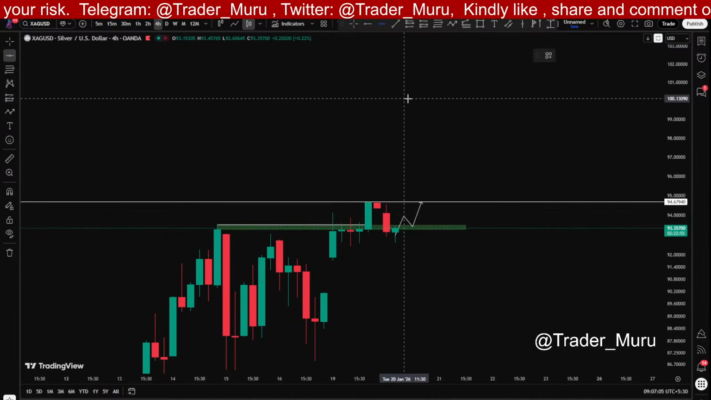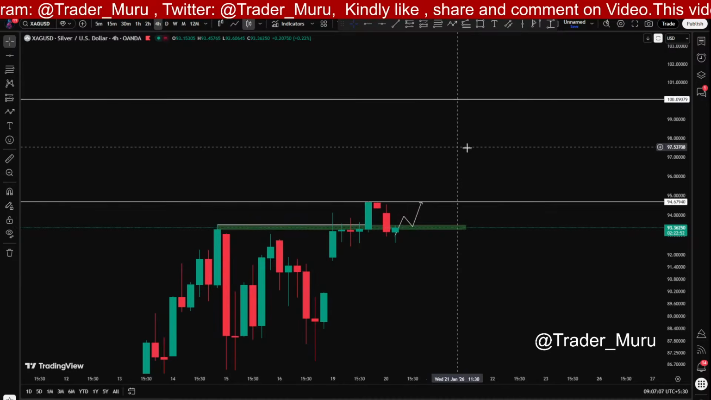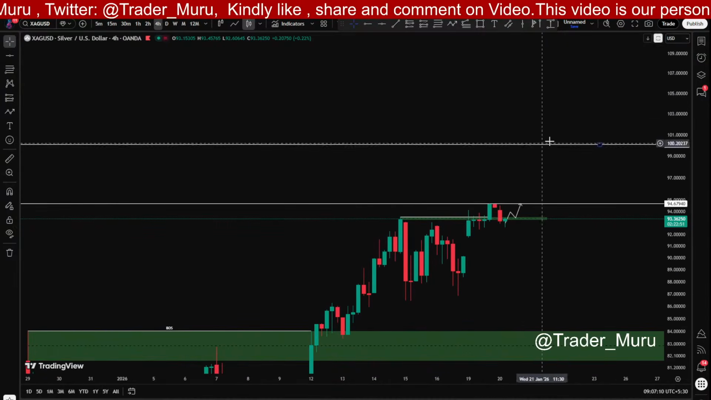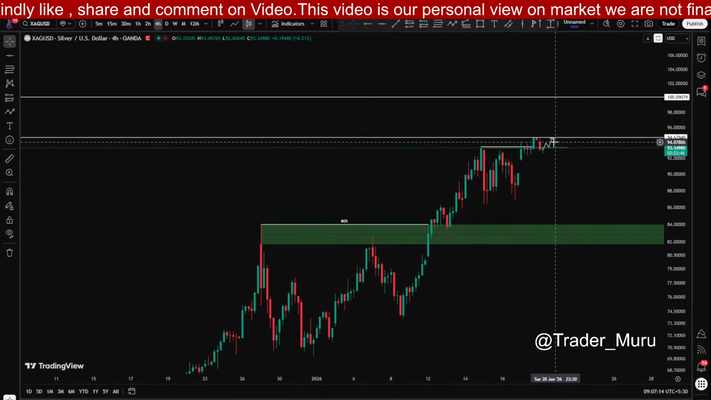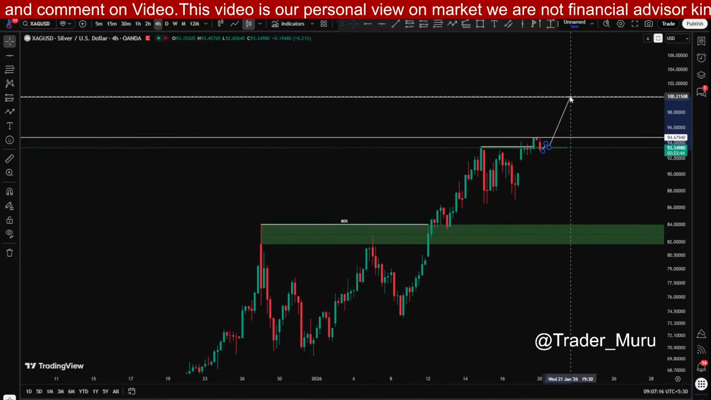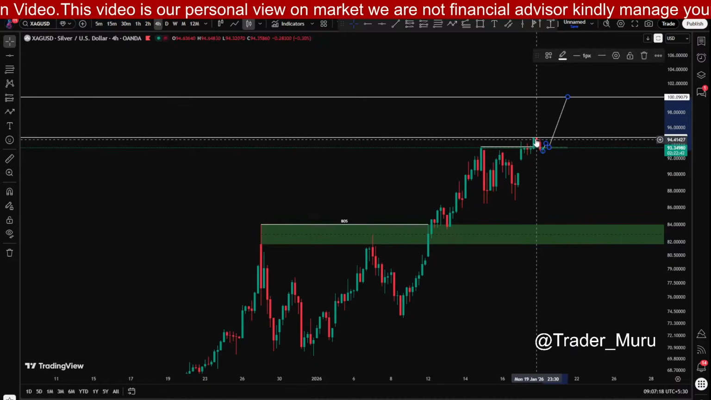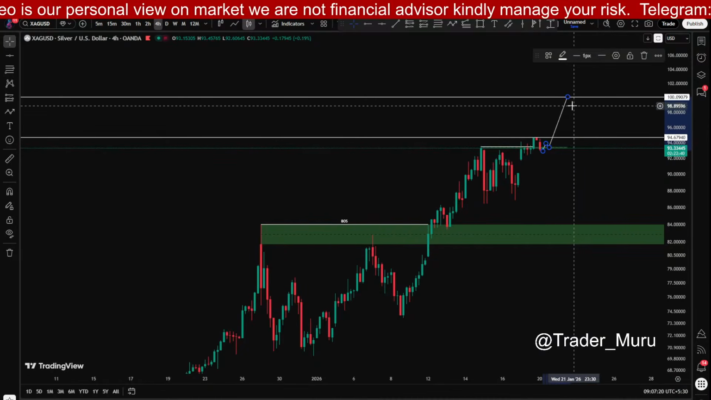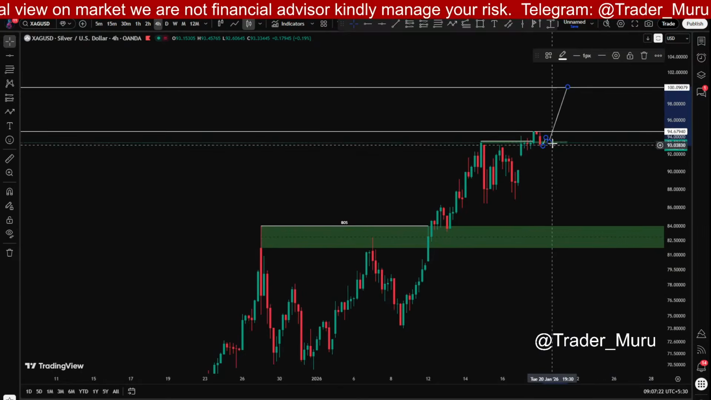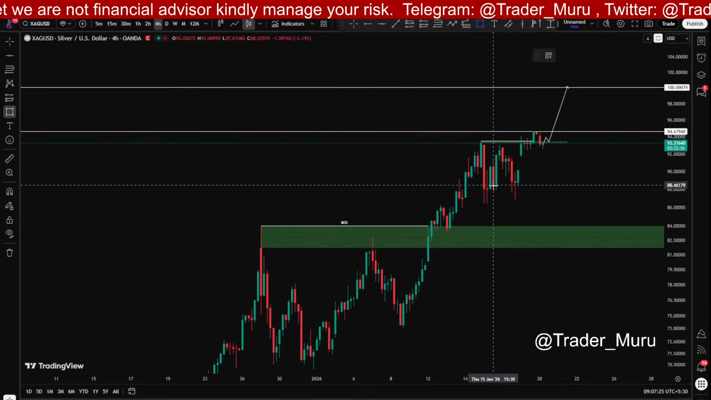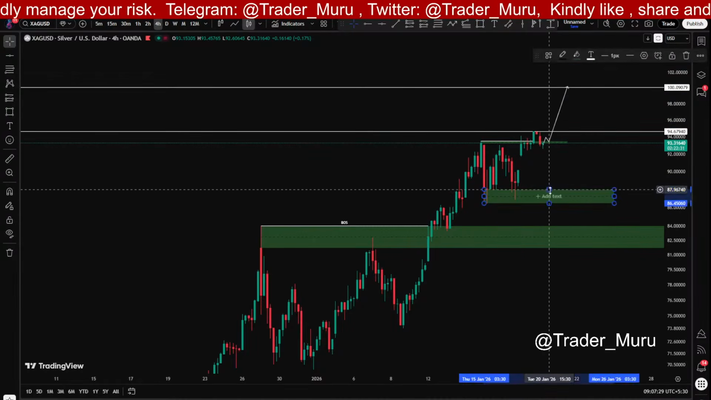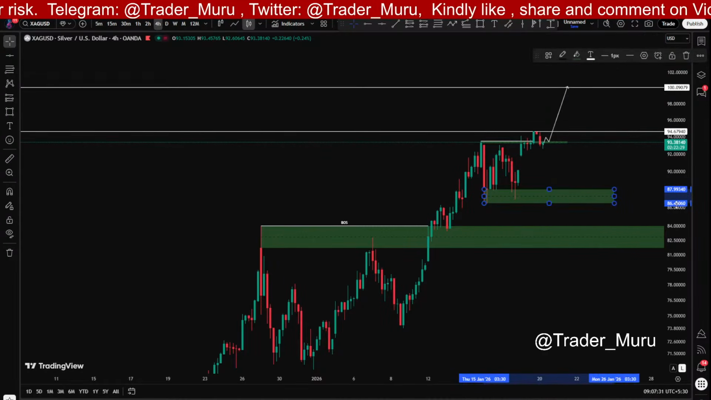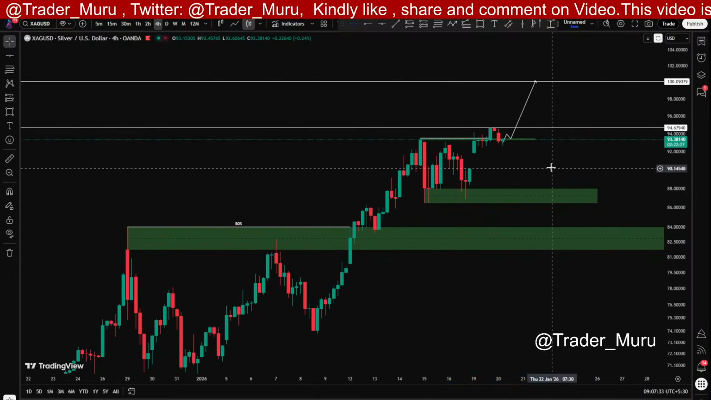Now if price pumps from here, it will test 100, and after the 100 there will be a massive push. So we will watch for the setup. If price flips back above here, then I will be watching for again the breakout structure and buying towards 100, and if price drops, this zone is still good to buy here, around 87.9 to 86.4.